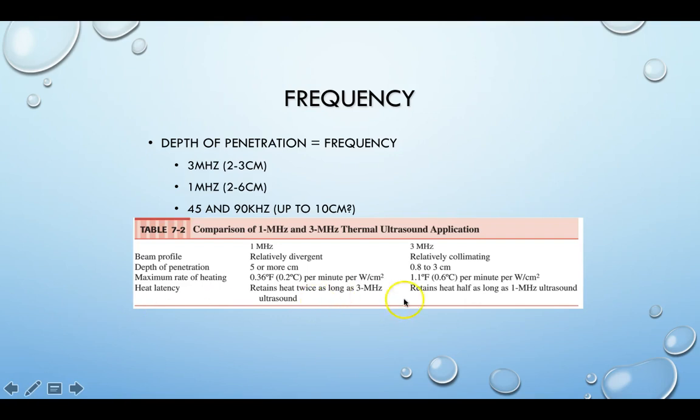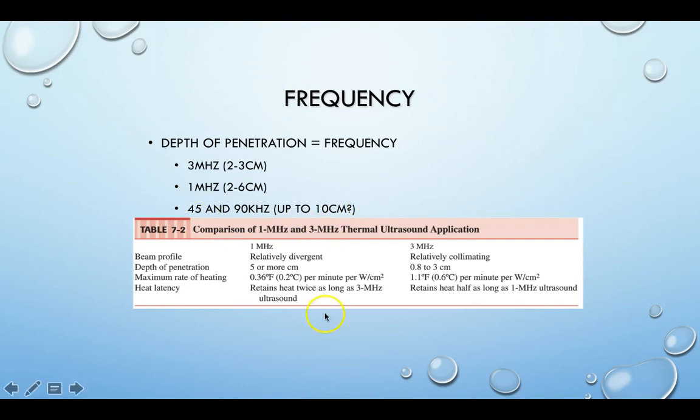Our 1 megahertz, we'll see in the next slide, is going to be more likely to diverge. Okay, so it's more divergent versus our 3 megahertz that's going to stay more in a column. And again, that has to do with that attenuation and that need to get down deeper. We're going to lose some of that. The higher frequency, so the 3 megahertz, the energy is going to be absorbed more rapidly. So it's going to end up being more superficial because of that energy absorption.